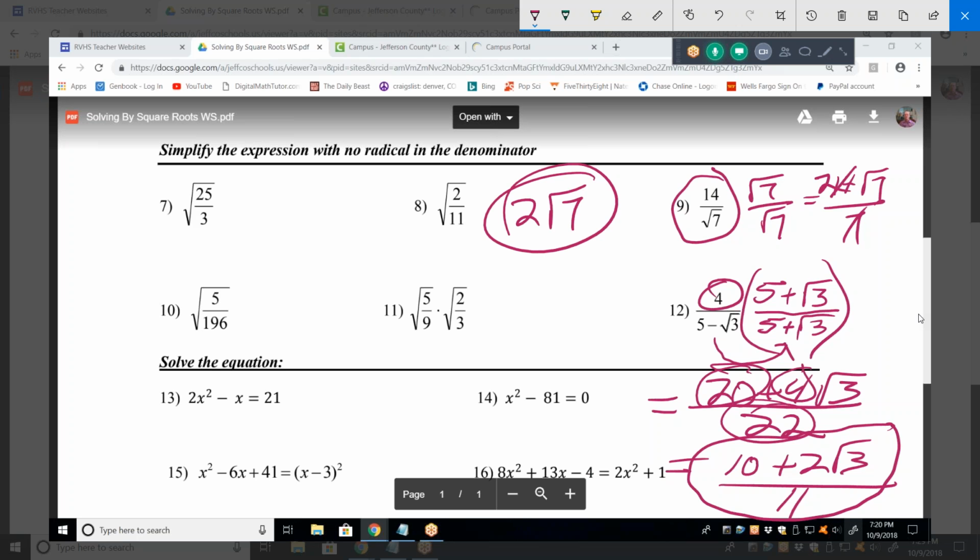And that happens a lot. By that I mean that once you've rationalized it, a lot of times you can further simplify it because even now you have whole numbers, like 14 over 7. So you're not always done after one step. You have to check what you have and make sure that you can't further simplify it.